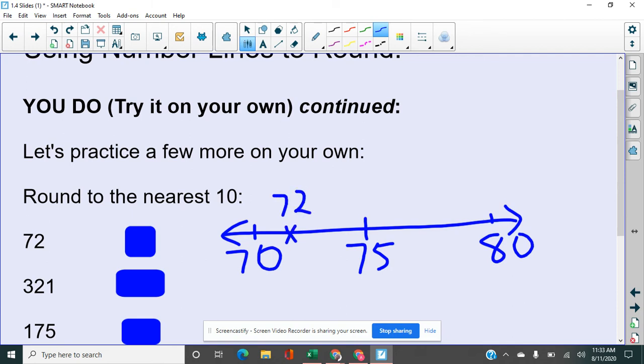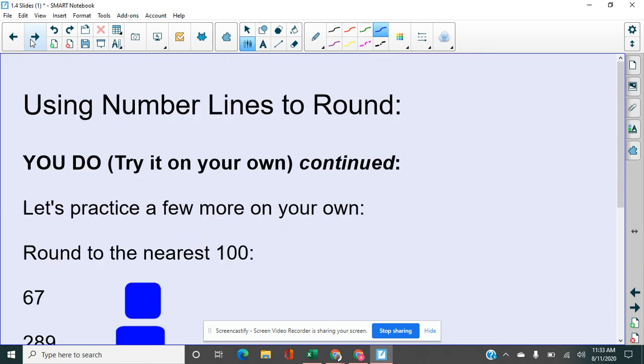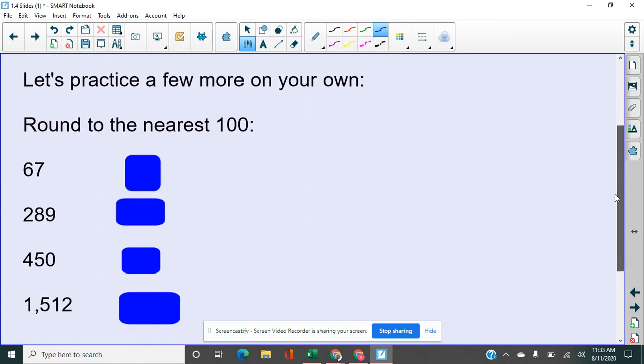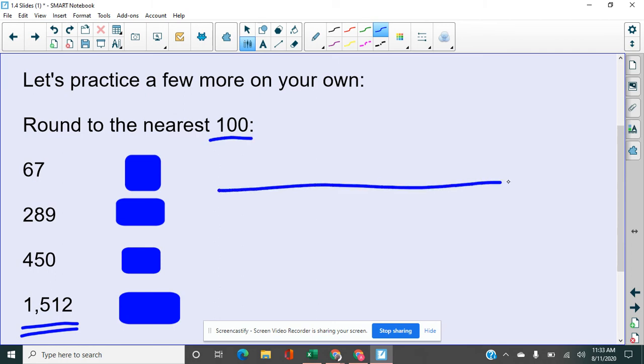So what's our answer? Is our number closer to 70 or 80? It is closer to 70, right? It's right over there by that. All right, let's see if I've got one more. That is rounding to the nearest 100. Well, let's do this big one down here, okay? Rounding to the nearest 100. So this is a little bit of a challenge, but that's okay because it's good to have a challenge.